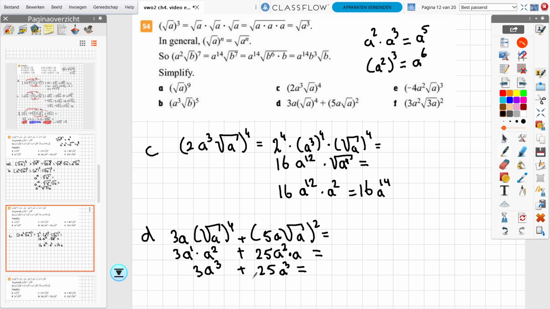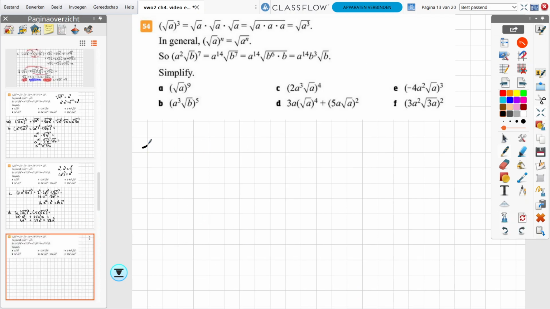Hey, like powers I can add up. 3 plus 25 is 28. And remember, when adding up, exponents don't change. So 28a to the power of 3 is the answer here.